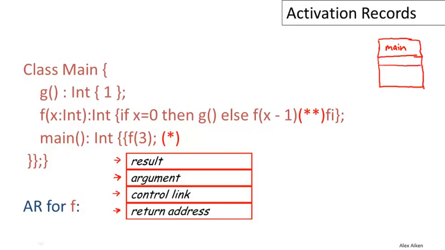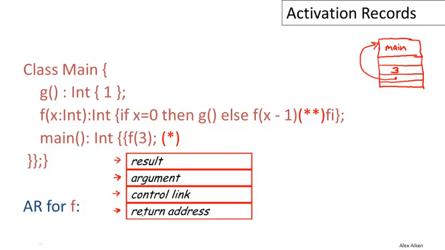We'll have four slots in it, or four fields for values. And what will go in those? Well, the first slot is for the result. F is just beginning execution, so there's nothing to put there at the moment. That gets filled in when F returns. The second position will hold the argument to F, so that'll be the number 3. The third slot will hold the control link, so that's going to point back to the activation for main. And the fourth position will hold the return address.